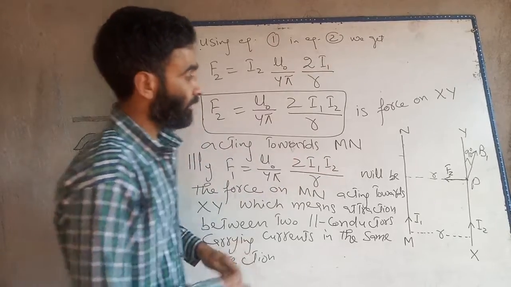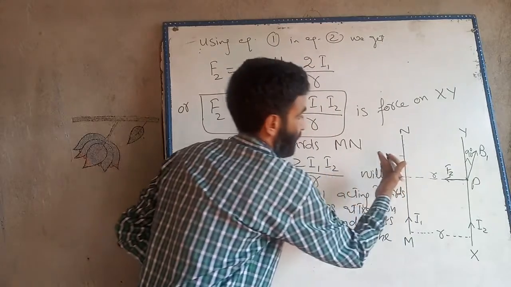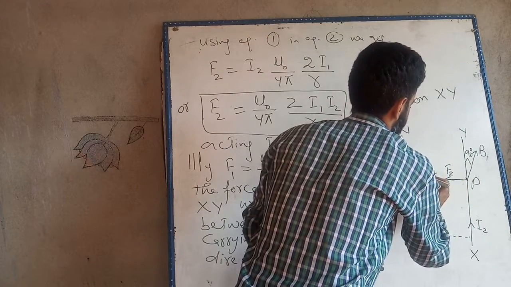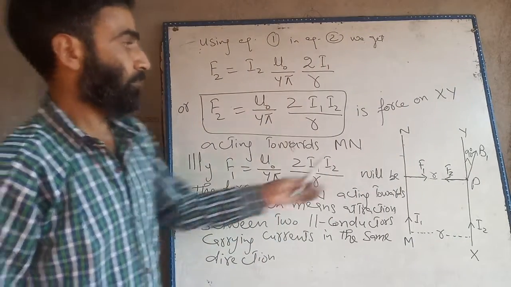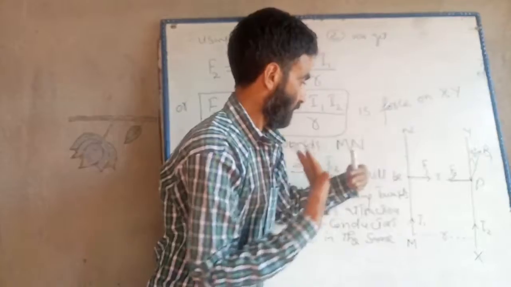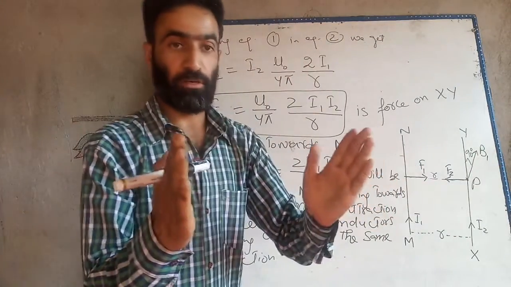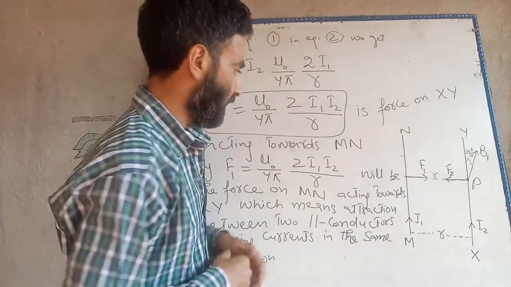This force will act, if this force was acting in this direction, then this force will act in this direction. See this, it will be F1, which I have written here. F2 will act towards this conductor, and F1 will act towards that conductor, meaning they will come closer to each other, which is a sort of attraction, right?